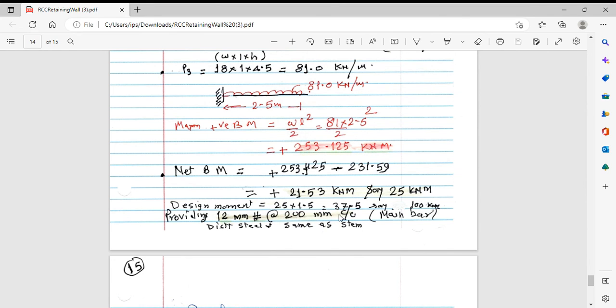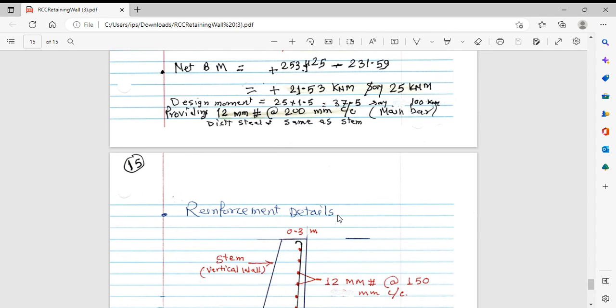Now, considering this moment, we can find out the minimum 12 mm bar, and we can find out the distribution steel same as that of the stem that we have calculated, same as we have calculated for the toe also, and the same will be provided at the heel, because everywhere we find that the overall thickness remains the same, that is 500 mm. So 0.15 percent automatically comes out to 600 mm square.